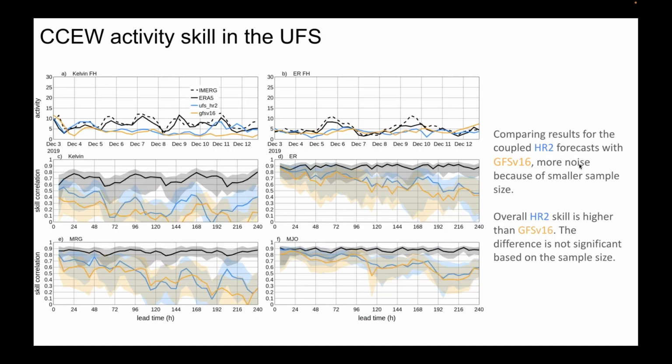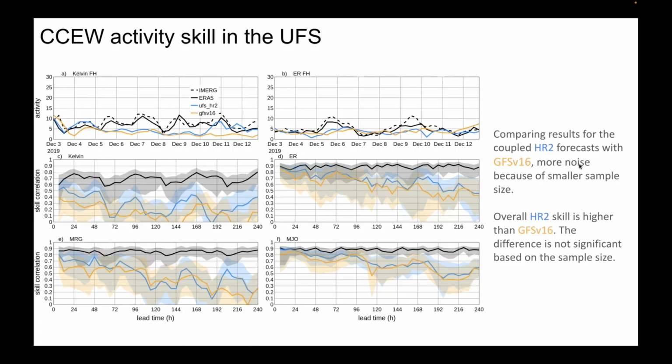So now looking at this for the HR2 experiments, I combined both the winter and the summer runs into one here, even though I'm just showing an example of the activity time series for December. Overall, HR2 skill is higher than GFS version 16 in this evaluation tool. The sample size, again, is fairly small, so you can see that the confidence intervals are pretty large, but overall the blue curve tends to be above the orange curve.